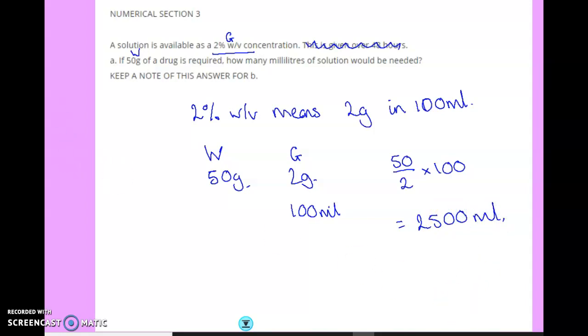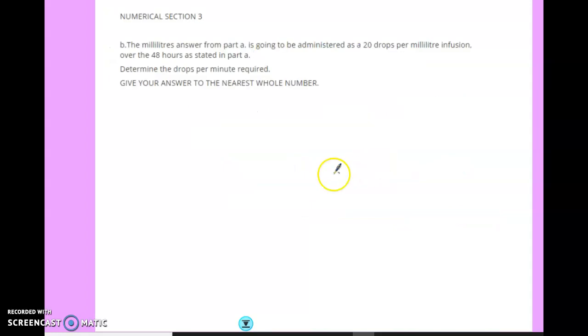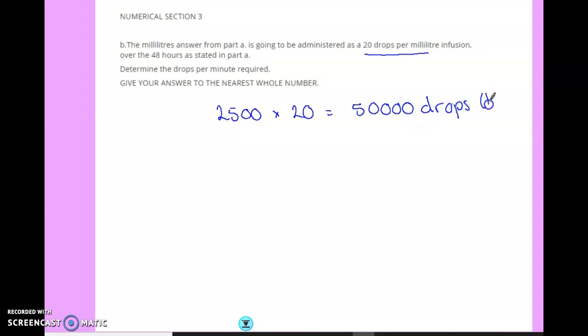Okay, let's see if we can change that into a drip rate then. So 2,500 millilitres. Write it down quick before we forget it. It's going to be administered as 20 drops per millilitre. So I need to times that by 20. That gives me 50,000 drops. That's in total. That's over 48 hours, which is where the 48 came in part A. So for 1 hour, I'm going to divide it by 48. This doesn't give you a very nice number.